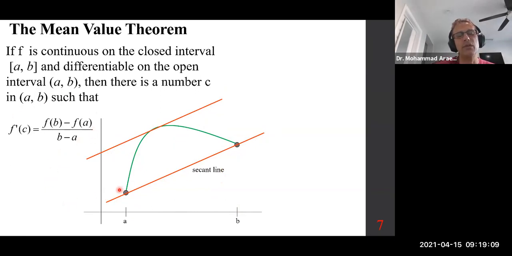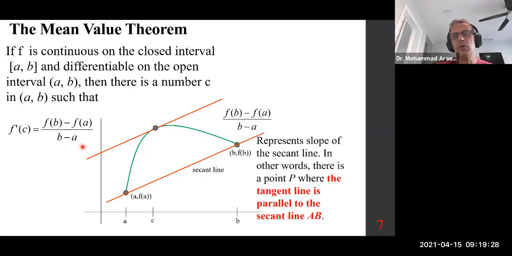f(b) minus f(a) over b minus a. Therefore, somewhere there, in this case, this point has a derivative which is identical to that. Okay, class? That's the meaning of it. Mean value theorem.